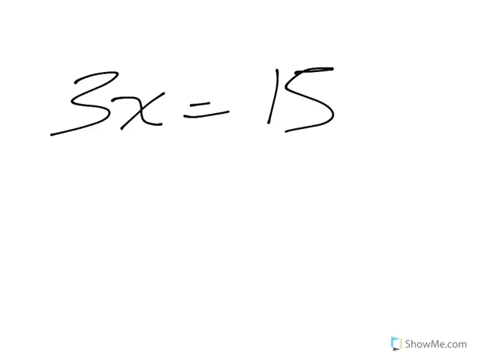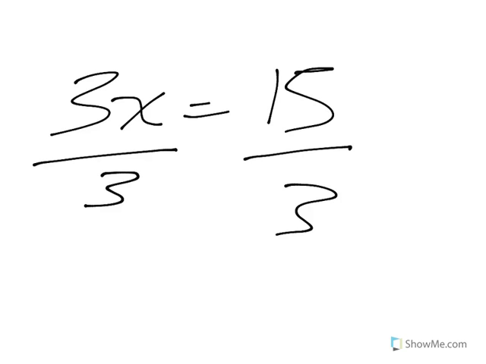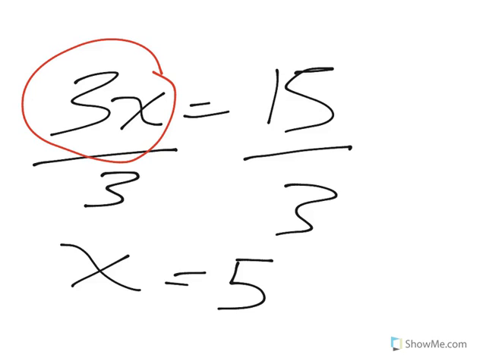So 3x equals 15. We take the 3, we divide, and you get x equals 5. It's 15 divided by 3, not 3 divided by 15. We took those 3 x's and the 15 ones, and we divided the 15 ones by 3. Okay?